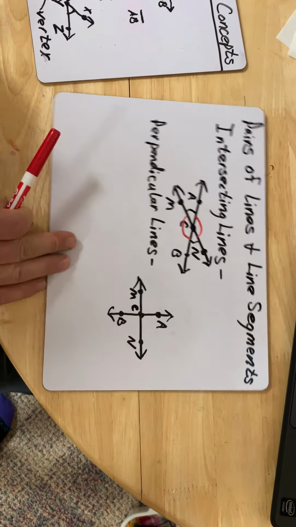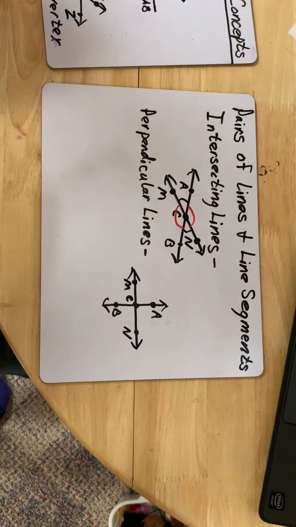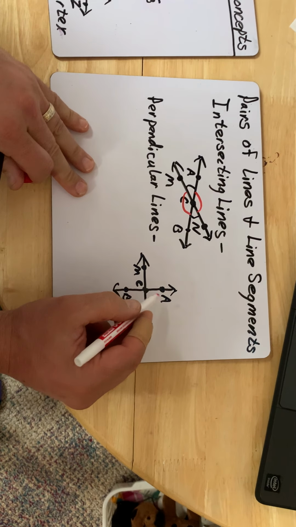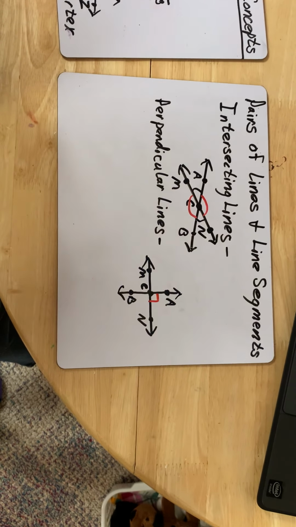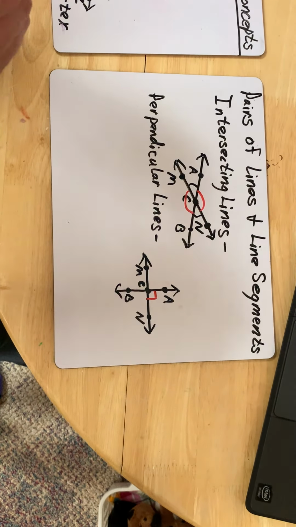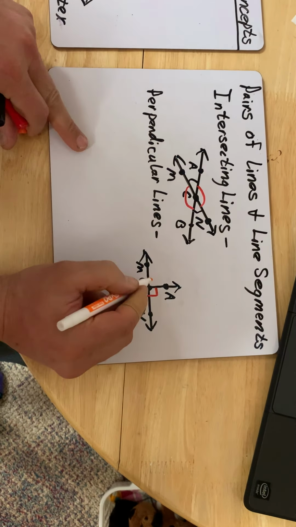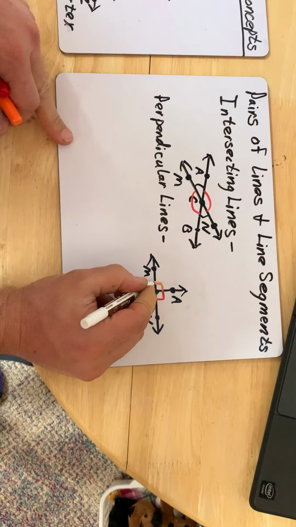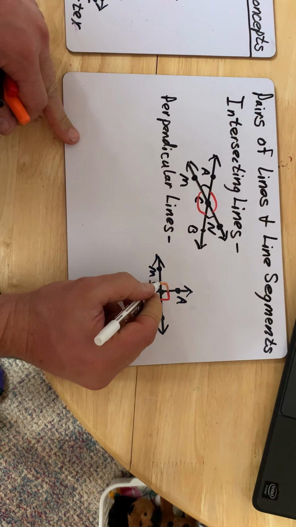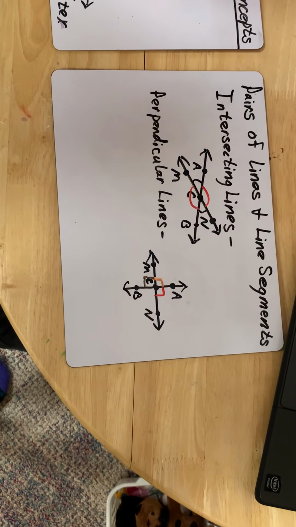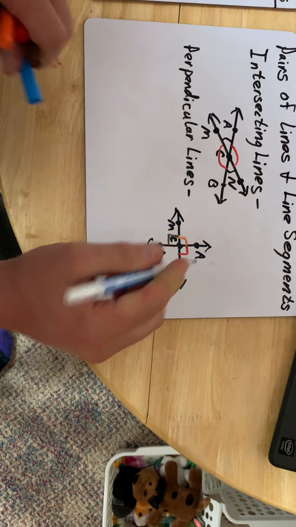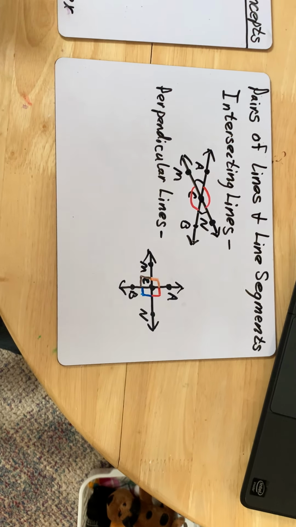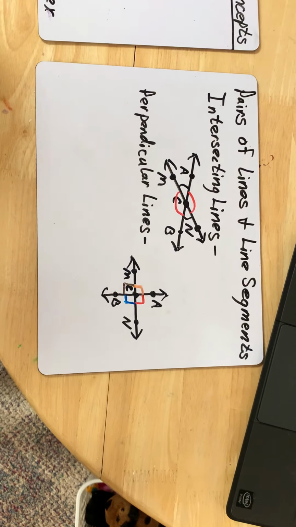Okay, so perpendicular lines are intersecting lines, but in order to make them perpendicular, they intersect, and obviously they create four angles, but they create four 90-degree angles. All right, and I kind of put my C right in the way of the brown angle here, but you get the point. And we'll use some blue for this one. Okay, so all four of those angles are exactly 90 degrees in order to be perpendicular. If they're not 90 degrees, then they're not perpendicular lines.